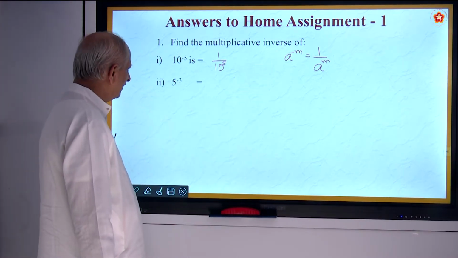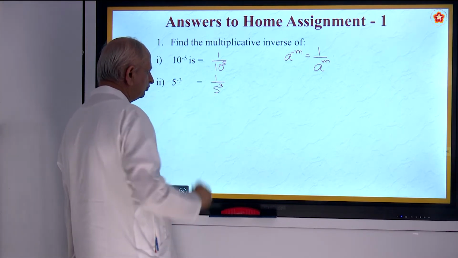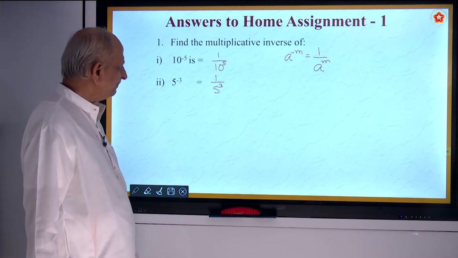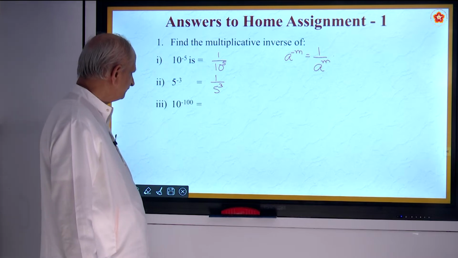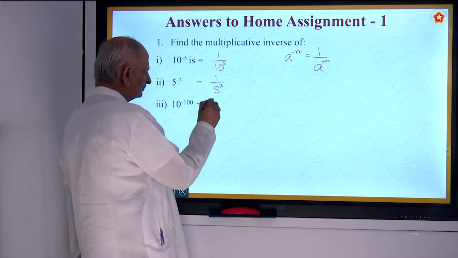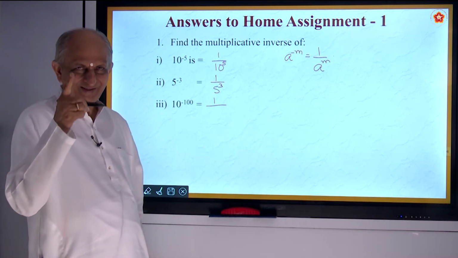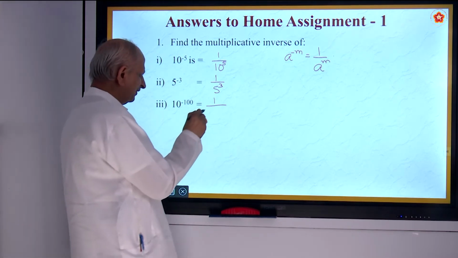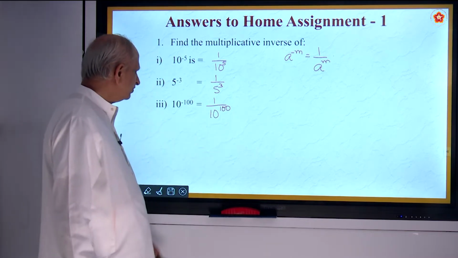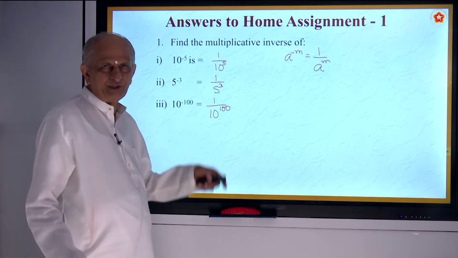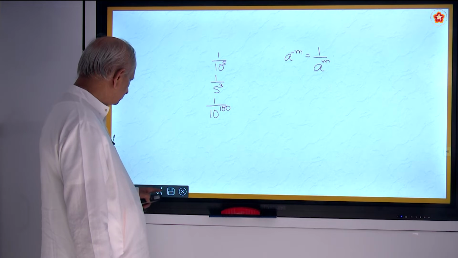So it is a non-zero integer. And then you have 5 to the power of minus 3. It can be written as 1 by 5 cube. So 1 by 5 cube is the multiplicative inverse of 5 to the power of minus 3. And 10 to the power of minus 100. Come on. Who will tell? Yeah, you will tell? Okay. Write down in your book there. 1 by 10 to the power of 100. So whatever the minus is there, it will be plus when you bring it to the denominator. Followed? Okay.